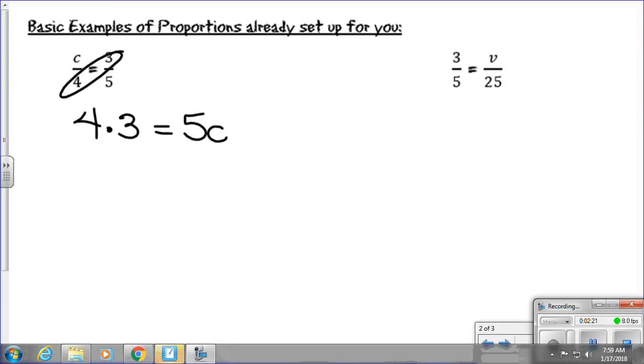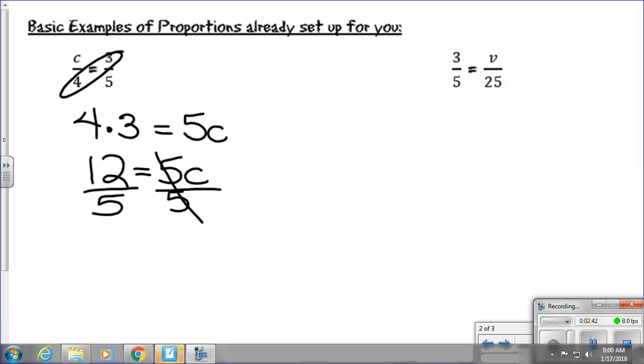So now you're going to solve this. You know what 4 times 3 is. That's what? 12. And you're going to set it equal to 5C. And then you're going to show that you're dividing by the number that's attached to the variable. These will cancel, and you're left with C. And now we're going to divide 12 divided by 5 to get my final answer.